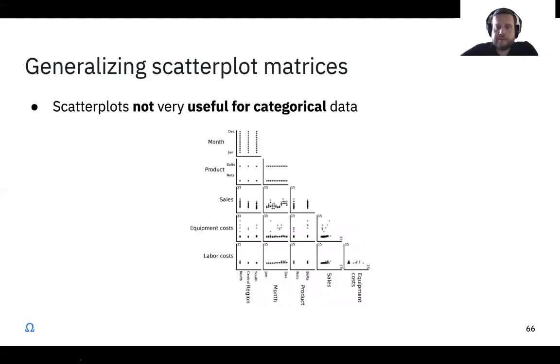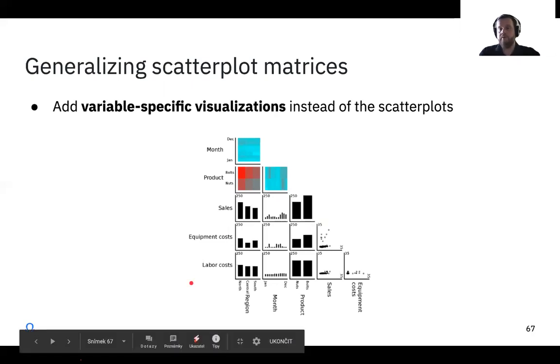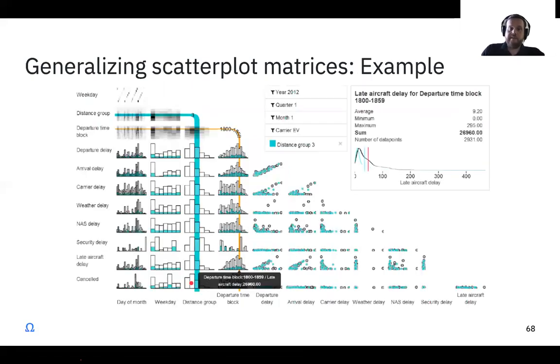Of course, scatter plots are not very useful for categorical data, because then you will have graphs like this, which don't really convey much information. So you can add variable specific visualizations instead of the scatter plots. So you only use scatter plots where they make sense, and elsewhere you use bar charts or heat maps, whatever you prefer. And this is just an example about late aircraft delay, illustrating the generalized point.